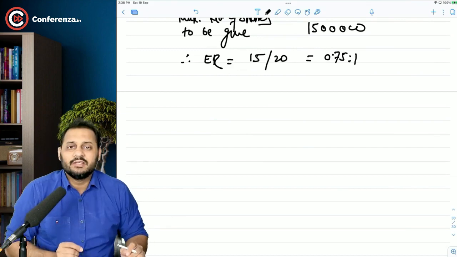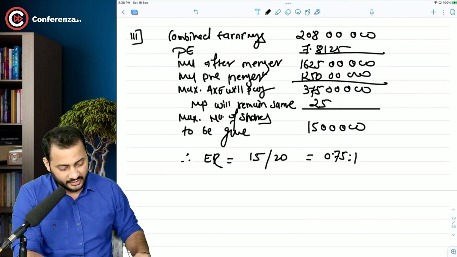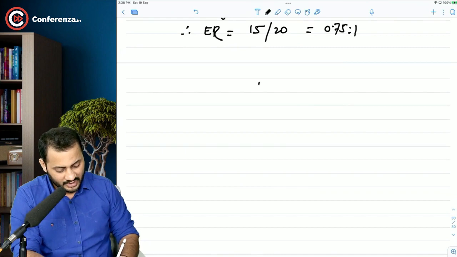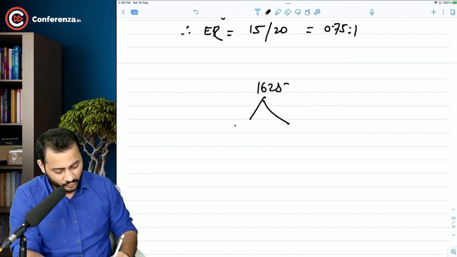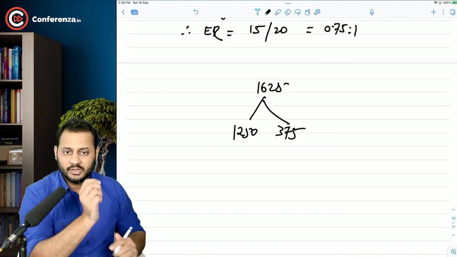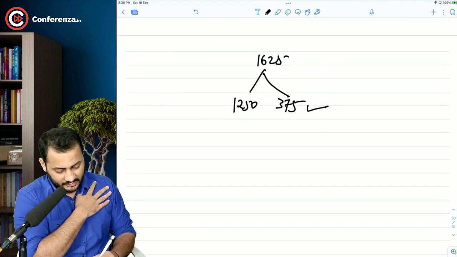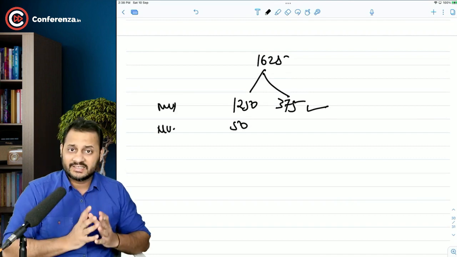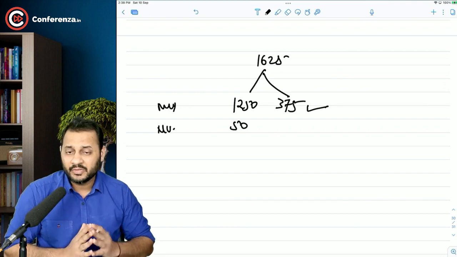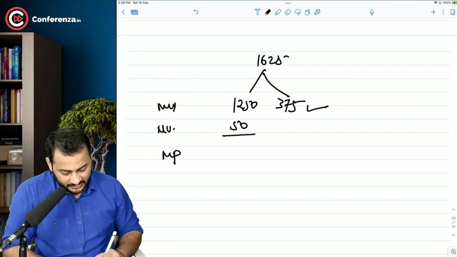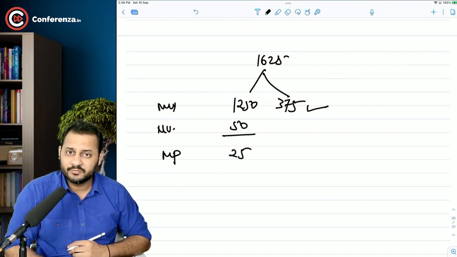I will just explain this question once again in a different way. See, the total market value is 1625 after merger, right? We want to keep 1250. That means we can distribute 375. So this is the maximum that we can pay to them. And now try to understand, this is the market value. The number of shares of X Limited will remain the same. Market value will remain the same. Number of shares will remain the same. That means the market price will also remain the same.